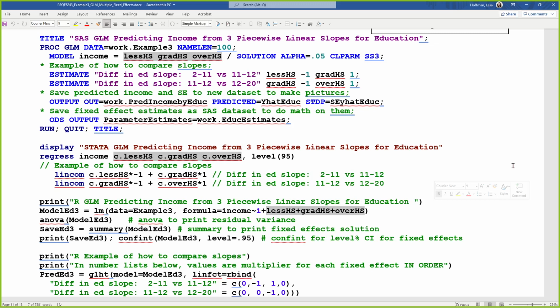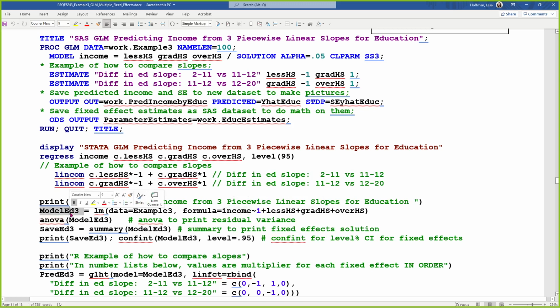If you were to accidentally put in original education in addition to these 3 slopes, one of them would have dots where the estimates are supposed to be because it's redundant. So income is the outcome variable. It goes before the equals. Income is the first variable in regress because it's the outcome. And it is the thing before the squiggle tilde in R as the outcome here too.